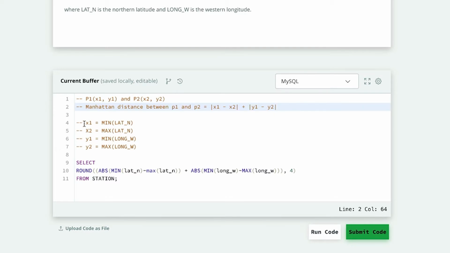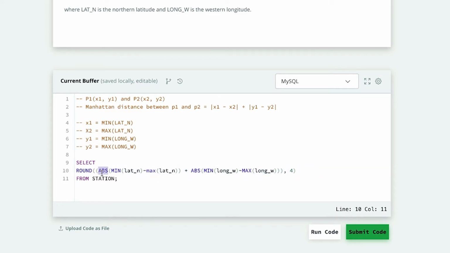Let us discuss the solution. According to the definition that I have just told you, x1 is the minimum value in northern latitude. x2 is the maximum value in northern latitude. y1 is the minimum value in western longitude. y2 is the maximum value in the western longitude. The basic intuition to solve this question is first calculate the difference between x1 and x2 and the difference between y1 and y2. Then we will add the modulus of x1 minus x2 and the modulus of y1 minus y2.